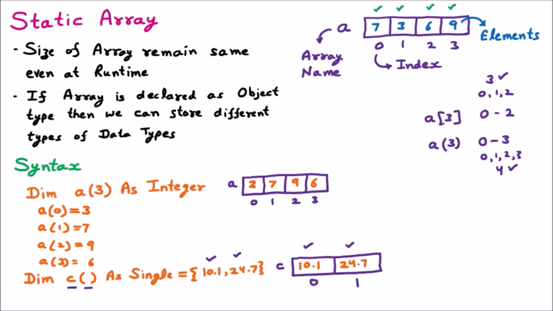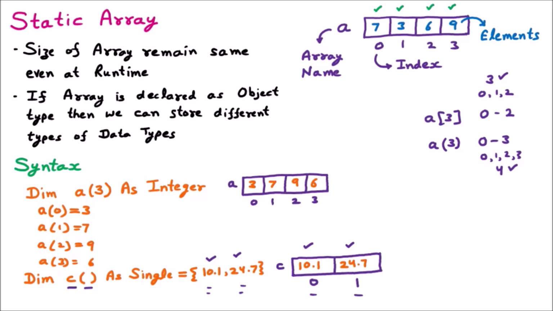We know that this is C1, because C0 and C1, two places values are stored. So whenever you are not defining the size of array and we are giving the values, this is part of static array, because we are mentioning that there are two values which we are going to store here. So automatically .NET will take the size of this array.